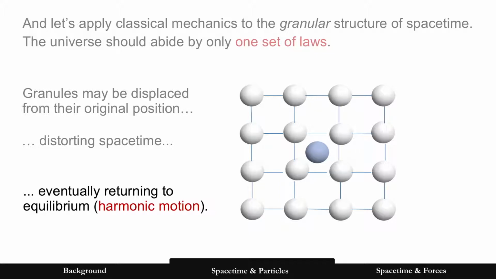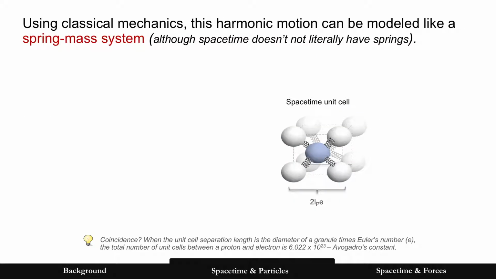harmonic motion. Now, why that last part? Because classical mechanics can describe harmonic motion, such as a spring mass system, although I'm not saying that space-time literally has springs, but it can be modeled that way mathematically. So let's break down that grid structure into the smallest parts here called a unit cell.